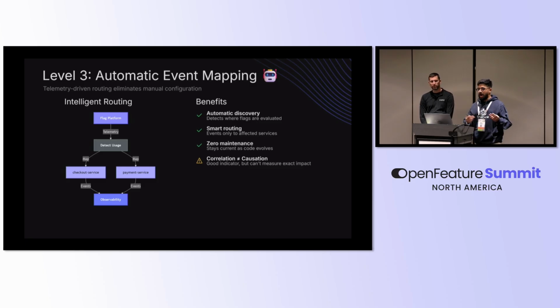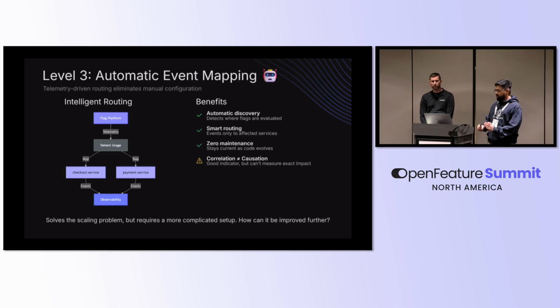You don't know how many people it's affecting, whether a flag is the cause or not, and whether a variant is the cause or not. This solves some problems, and the scaling problem is easily solved. But it's a complicated setup, and you have to ask whether it's something you want to do and how to upkeep it. And there are definitely ways to improve it further.